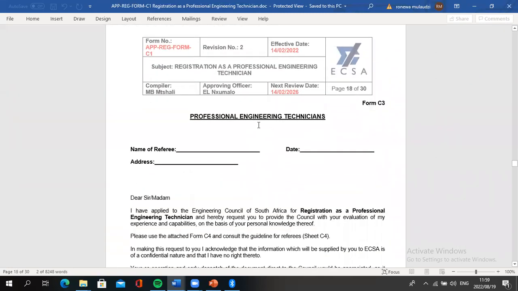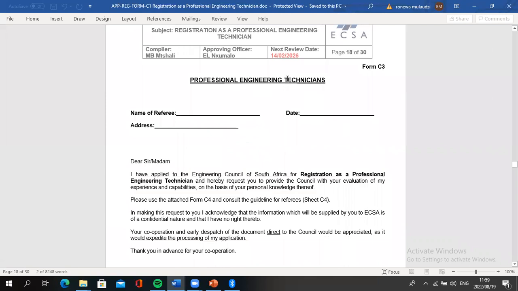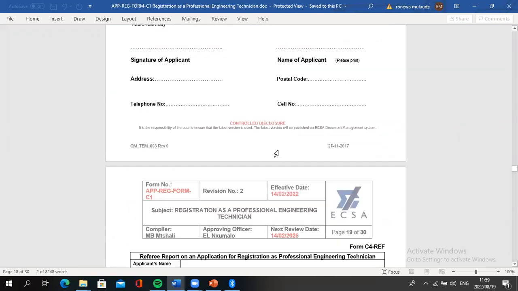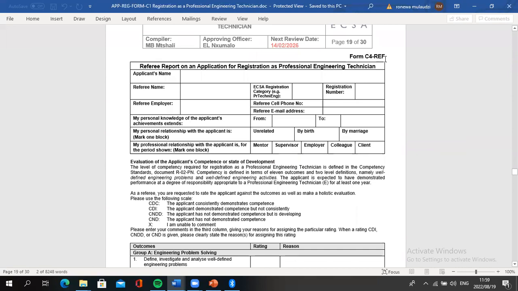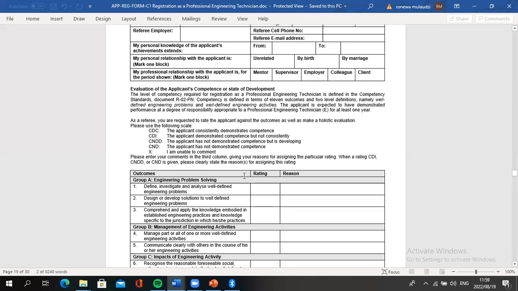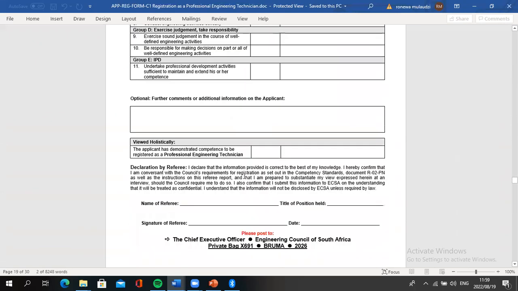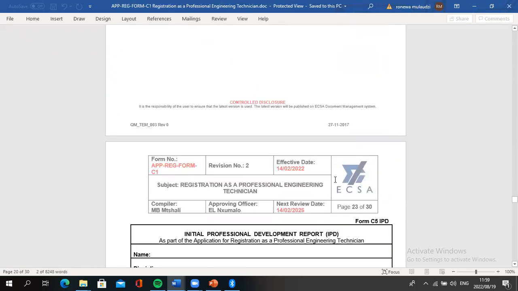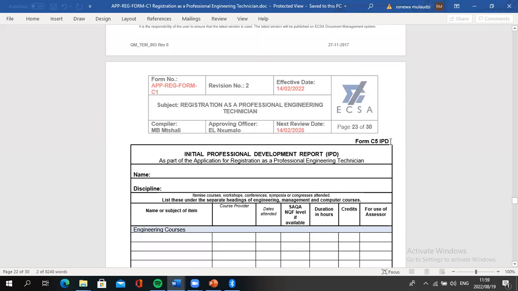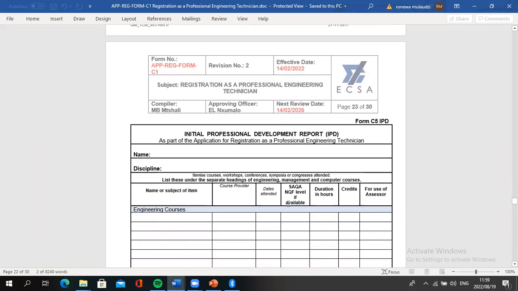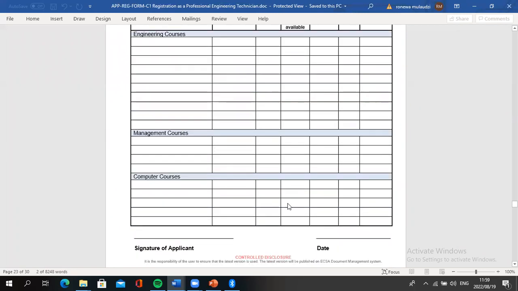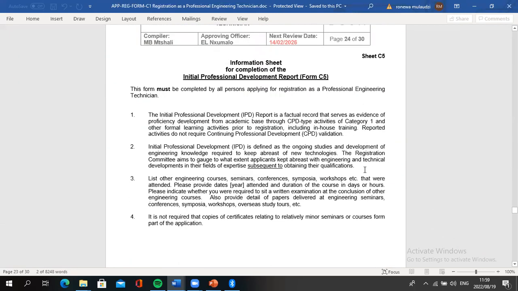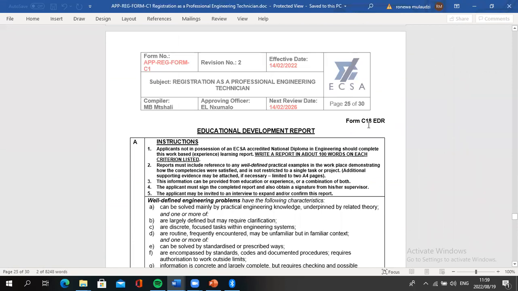Then form C3, this will be important for you to send as a letter or an email to the different referees. Then form C4 REF will also be important for you to send to your referees. Sheet C4, not important. And form C5 IPD, this is important. Sheet C5, not important.